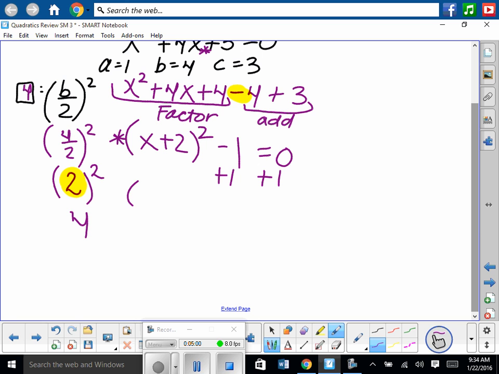So I have x plus, why did that just malfunction? Why does it do that at the worst times?